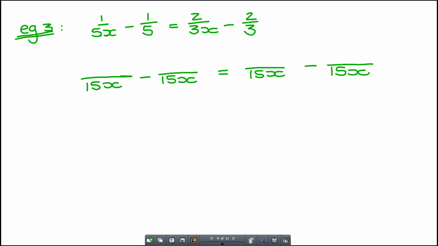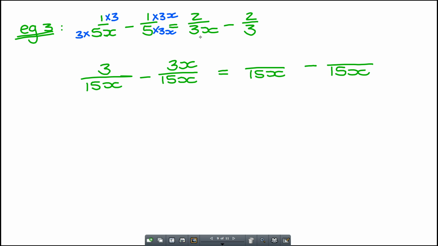So at the top, to get that to 15x, how much did I have to multiply with? Just 3. So when I multiply with 3 at the bottom, I also have to multiply with 3 at the top. So I will have 3 over 15x. Does that make sense? Let's look at the next one. How much do I have to multiply with here? 3x. So at the top, same thing. That will give me 3x over 15x. Everyone still okay?